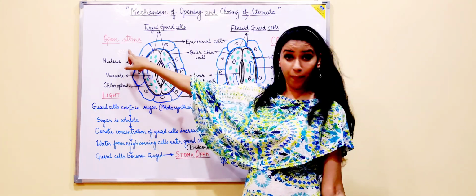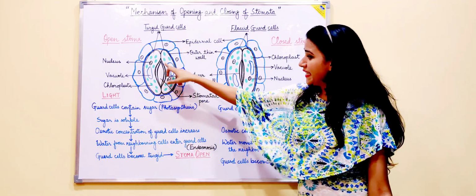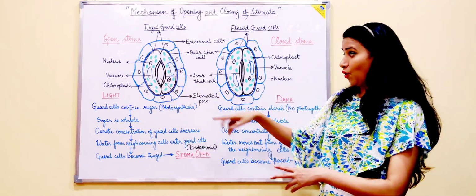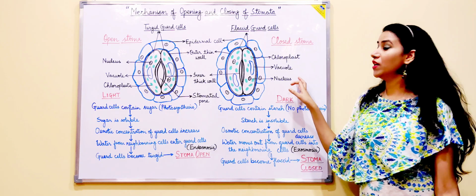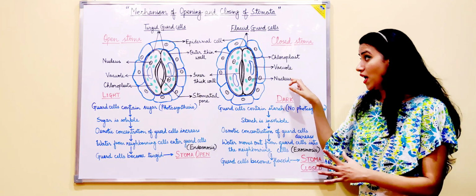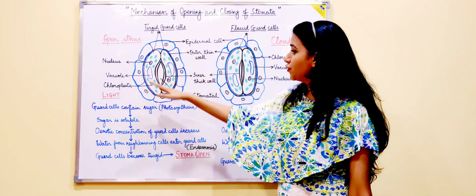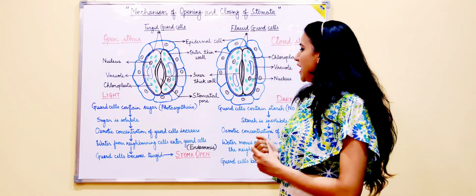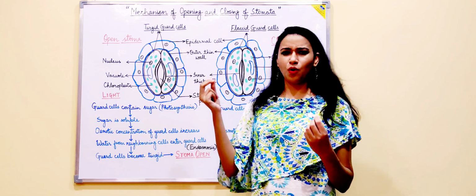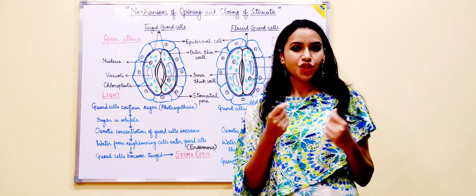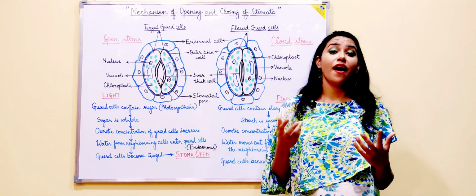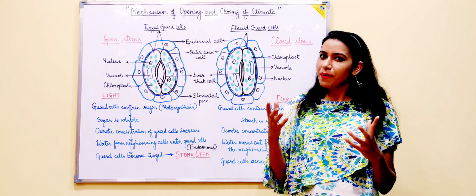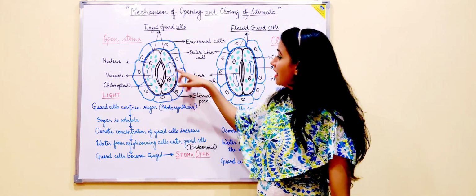This one is for the open stoma. As you can see, there is a stomatal pore that is open, and the second one is for the closed stoma. As you can see, I have so many labelings over here. So first let's deal with the labelings, right? Now this stomatal pore, because the stoma is just a minute pore, is surrounded by a pair of kidney or bean-shaped cells that are known as guard cells.